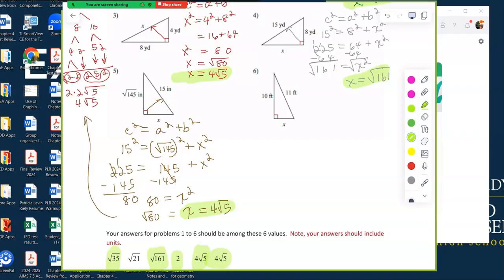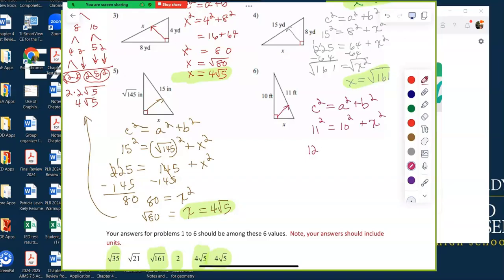Now I'm not going to just say, oh, look, it must be radical 21. Okay, maybe it is, but let's see if we can work it out. So what I know is that this is my biggest side. So I'm going to write the equation. C squared equals a squared plus b squared. The c squared side is going to be the 11 squared. Now notice that's 11 squared and not radical 11, 2 different numbers. And then let's make my a squared the 10 squared, and then this is going to be the x squared.